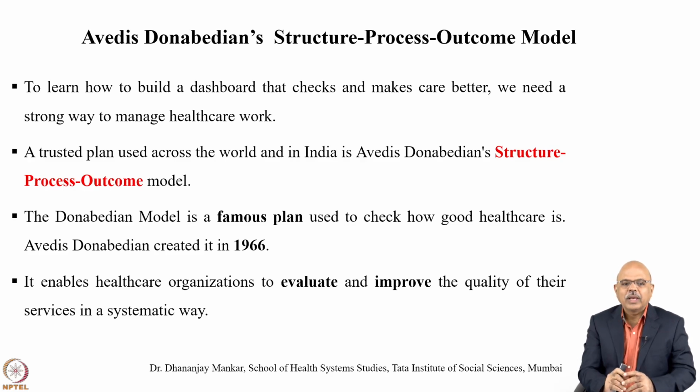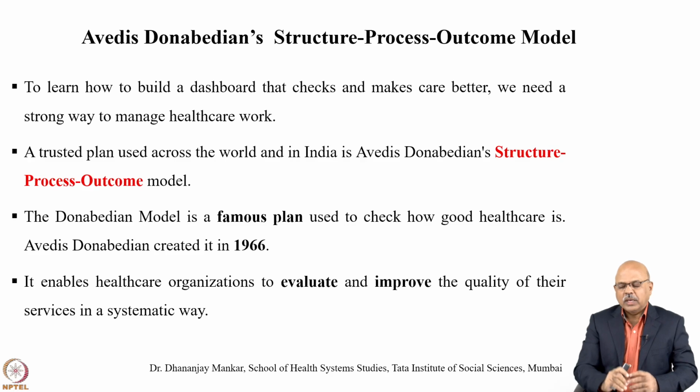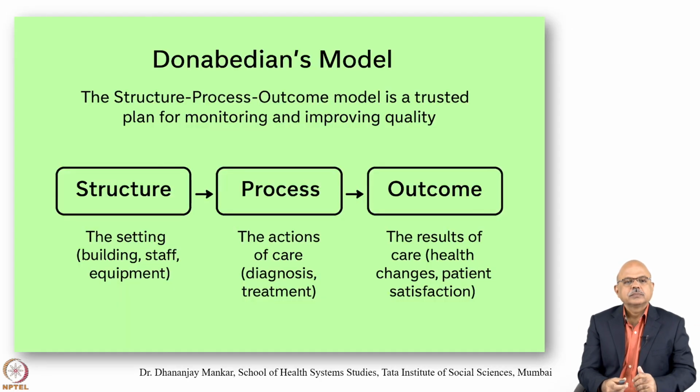It is a plan to check how good healthcare is. It was created in 1966. It enables healthcare organizations to evaluate and improve the quality of their services in a very systematic way. This is where the Donabedian model comes in. The structure, process and outcome model is a trusted plan for monitoring and improving quality. The structure is the building, the staff and the equipment, whereas in the next line the processes can be diagnosis, treatment, prognosis, and the outcome may be the health changes in a patient and patient satisfaction. You are expected to closely follow all of this process of structure, process and outcome.